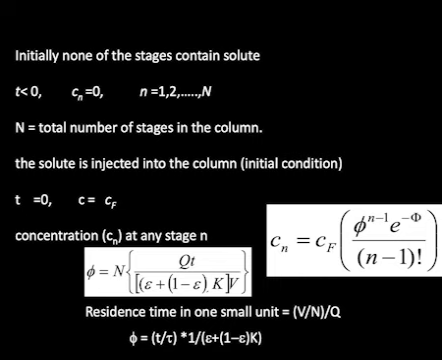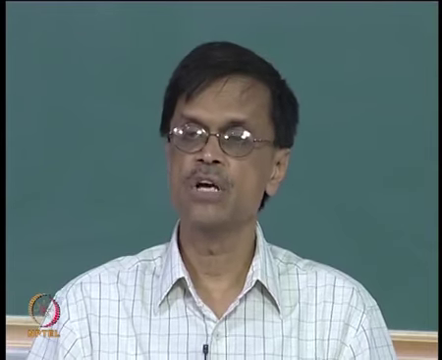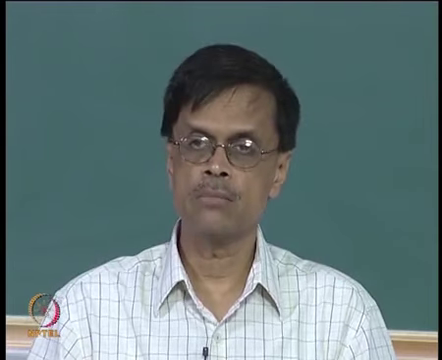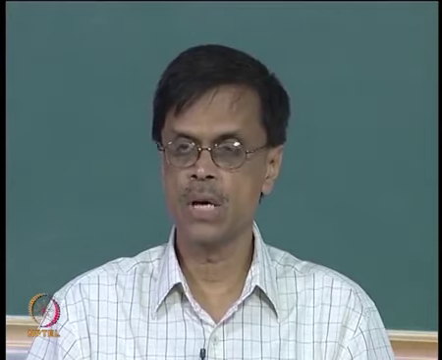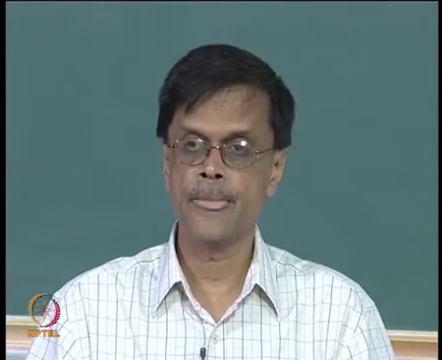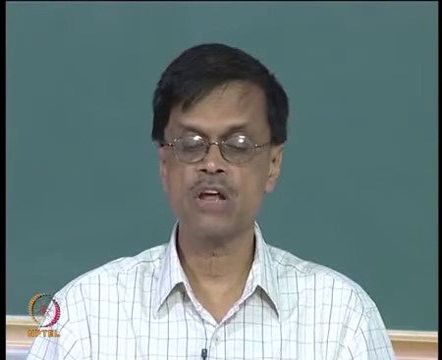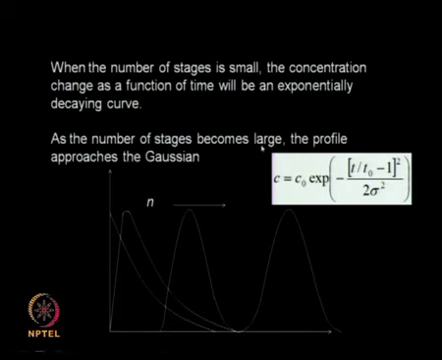So this is a very useful relationship because we can make use of it with the relationship we have for a normally distributed, Gaussian distributed curve that is leaving the chromatographic column, okay. So before doing that let us look at the effect of the number of stages.